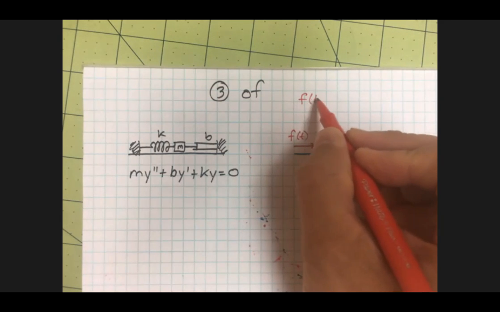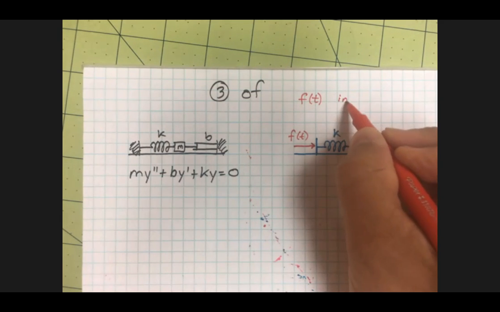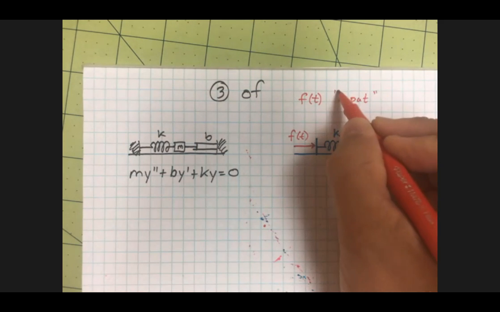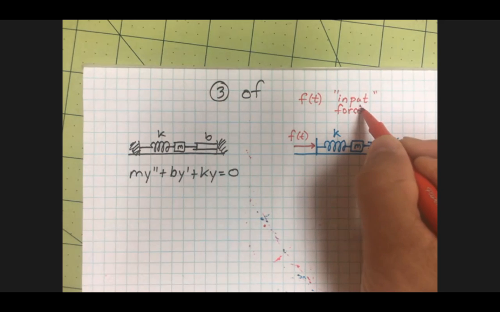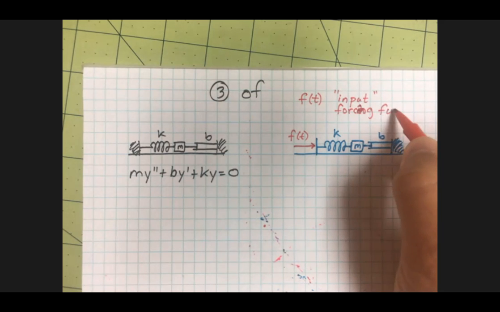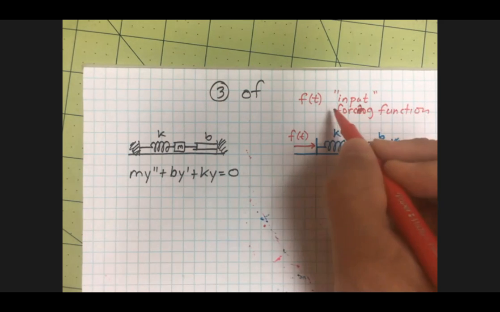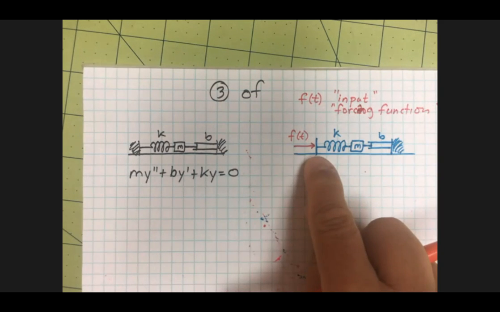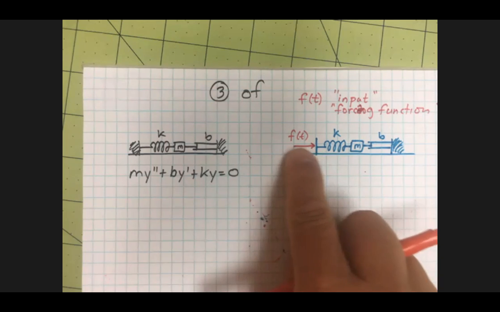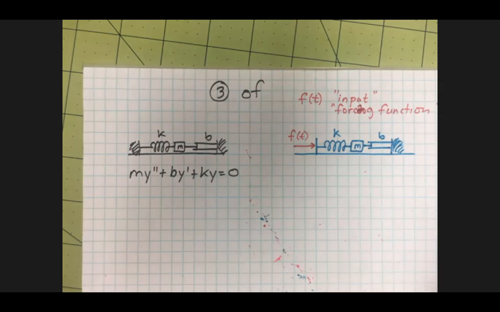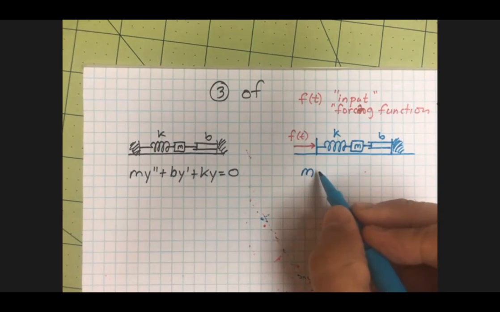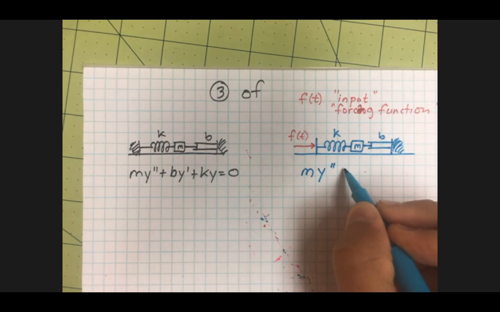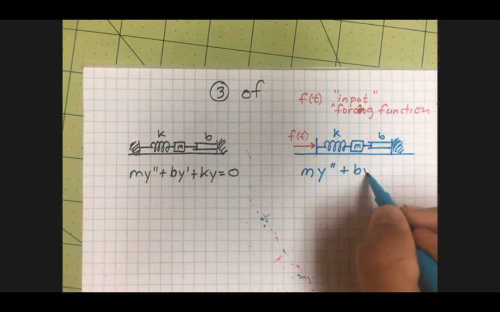This F of t has various names. Some people call it an input. Some people call it a forcing function. But it's something that not just moves to the right, I could pump the system left, right, up, down. And this gives me a new differential equation. Well, right now, left, right. Let's forget about the up, down for a second. Only one dimension of motion here.